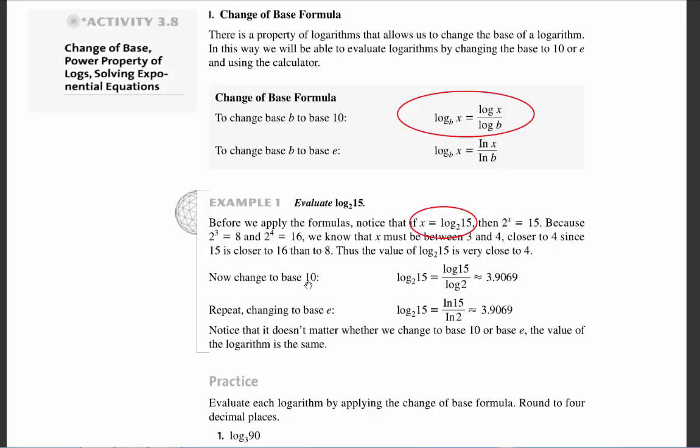I could have changed this to base e because, again, our calculator can handle log base 10 and natural log base e. So the same expression, log base 2 of 15, can be written as natural log base e of 15 divided by natural log base e of 2. And we get the same answer. So whether you use log or natural log, we should get the same result.